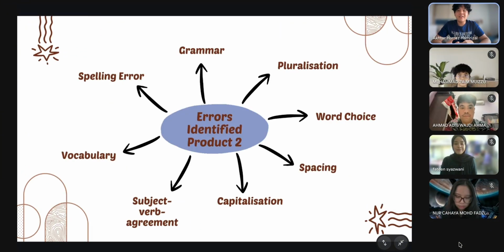Moving on. These are the errors that we have identified in product 2. We are going to talk about grammar, pluralization, capitalization, spelling error, word choice, and subject-verb agreement.